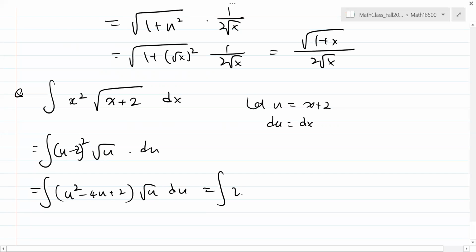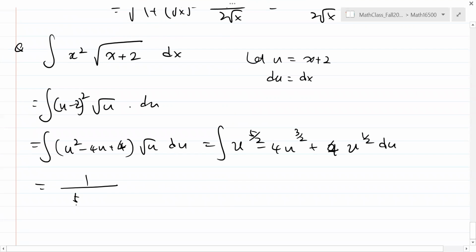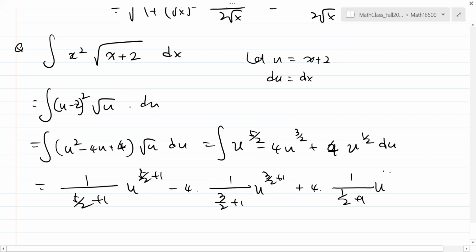And then you have to multiply this out. 2 plus 1/2 is 5 over 2, minus 4 times 1 plus 1/2, 3 over 2. And this should be 4. Then the antiderivative of this function, and plus constant.